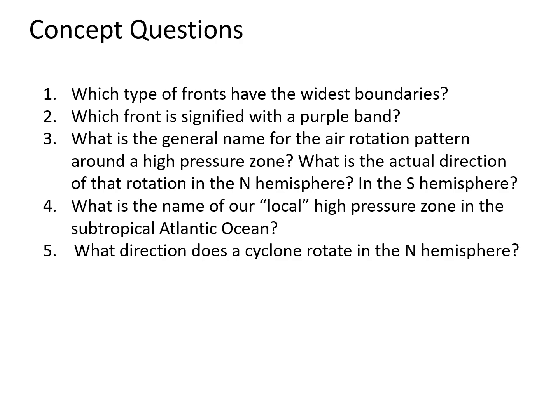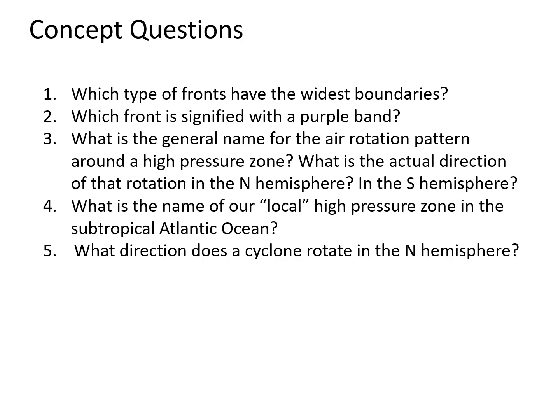So some things that you should think about as we're reviewing what we've learned so far are listed on this slide here. Which type of fronts have the widest boundaries? Your options are cold front, warm front, occluded front. The answer to that one is warm fronts. With warm fronts, the warm air will gradually rise over the colder air mass that it's overtaking, and so the warm fronts tend to have wider boundaries. The type of front that's signified by a purple band is the occluded front.